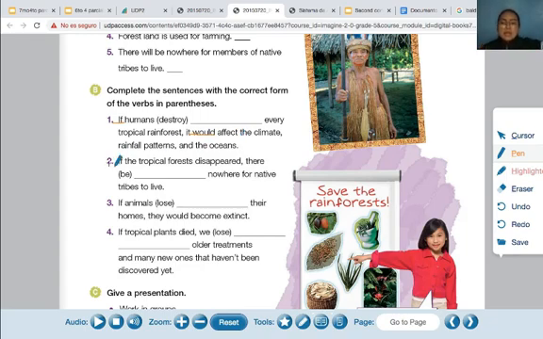Let's start with number 2. Please read number 2. Okay. If the tropical forest disappeared, in this case, the sentence is using the if clause. For this reason, disappear is in past. Okay, disappeared. There, in parentheses, be. In this case, okay, stop in this part.